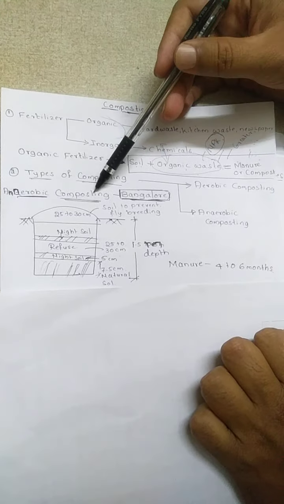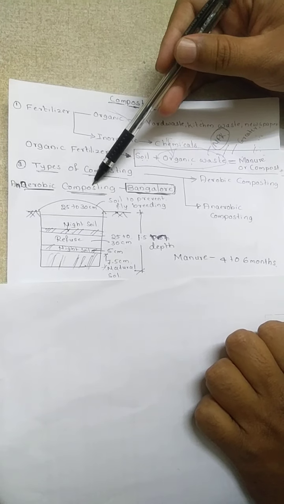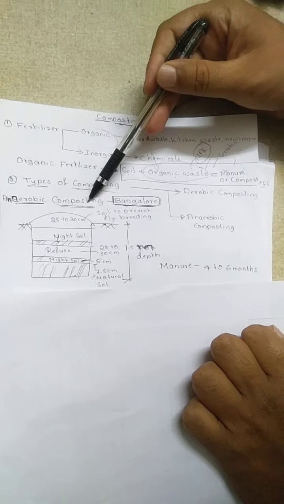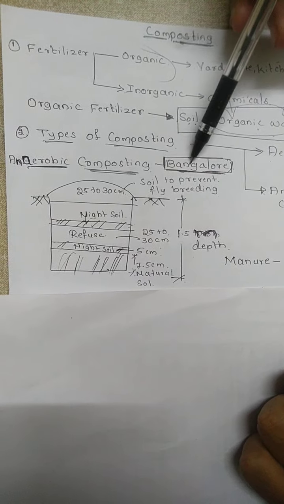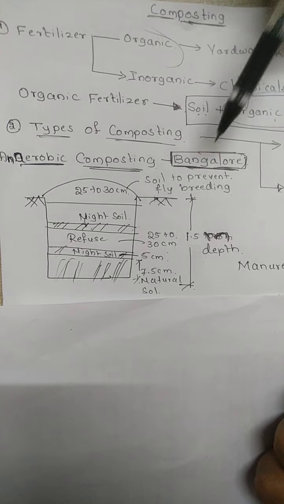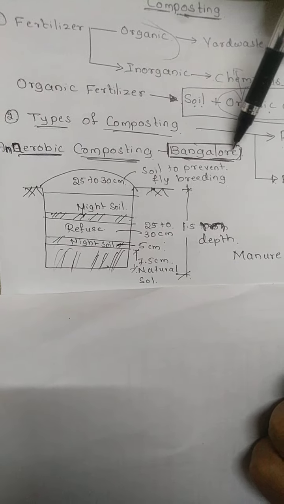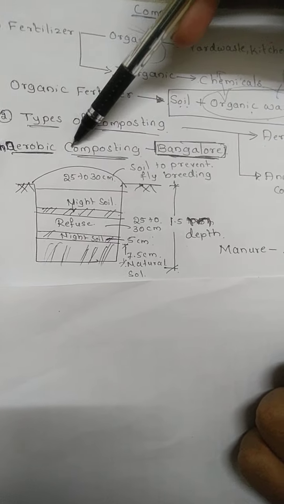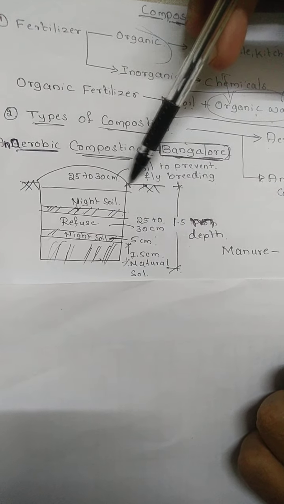Now I will give a detailed explanation of aerobic and anaerobic composting. Anaerobic composting is done in the absence of air. We also call this process the Bangalore process. Remember, in your exam they may ask you either anaerobic composting or the Bangalore composting. Anaerobic composting is also known as Bangalore composting. It is done in the absence of air.